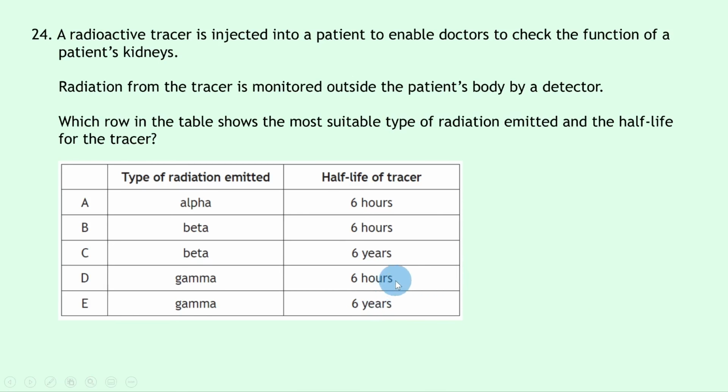Whereas a half-life of 6 hours is pretty reasonable because it means that somebody could go into hospital in the morning, be injected with the tracer, and then when they leave hospital later that day, the radiation inside their body is going to be at a safe level. So we're looking at 6 hours and gamma radiation, which gives the answer D.